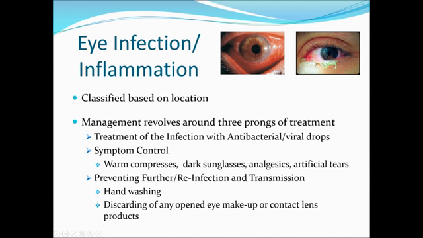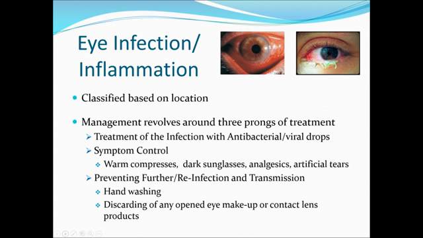Eye infection and inflammation, just a brief thing. Obviously, it's going to be classified based on location. Your book goes into hordeolums and all that. Infection is infection, inflammation is inflammation. Really, we're looking at a 3-pronged treatment. We want to treat the infection. If it's bacterial, we'll use antibiotic eye drops. If it's viral, we can use antiviral eye drops.